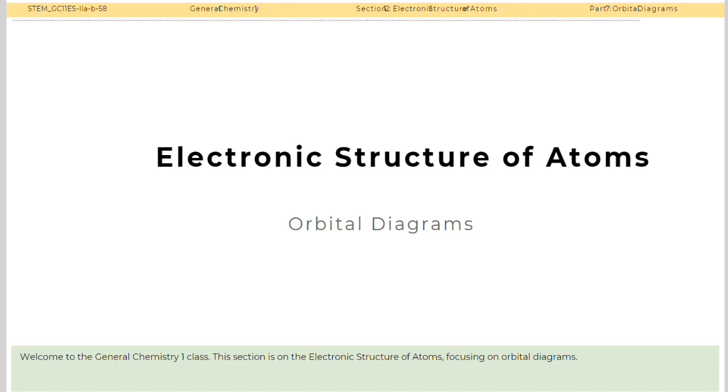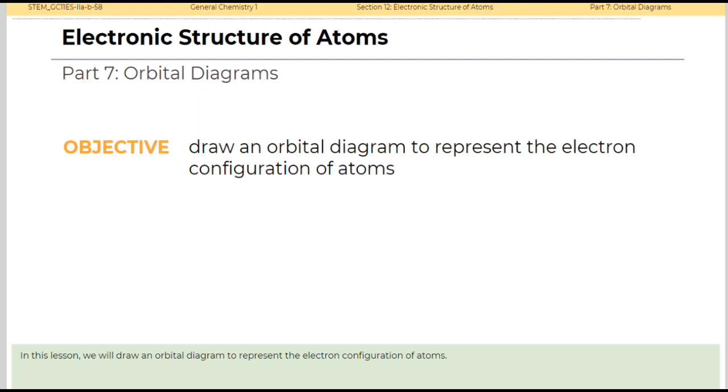Welcome to the General Chemistry 1 class. This section is on the electronic structure of atoms, focusing on orbital diagrams. In this lesson, we will draw an orbital diagram to represent the electron configuration of atoms.